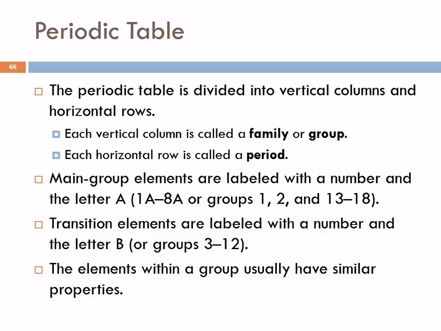We also have vertical columns, horizontal rows. The columns are called families or groups. Some of these groups have names. They're all numbered as well. And then each horizontal row is called a period. Now this periodic table does have the numbers for the periods, and it's just row 1, row 2, row 3, going down.